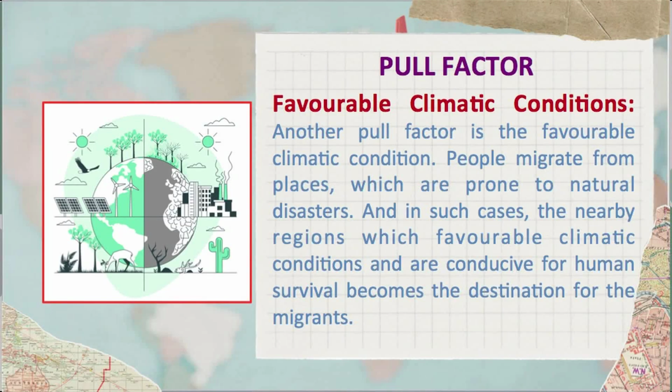Another pull factor is favorable climatic condition. As we have mentioned in our previous discussion, people migrate from places which are prone to natural disasters and environmental hazards. In such cases, the nearby regions which have favorable climatic conditions, which are conducive for human survival, and do not have much natural disasters, become the destination for the migrants.